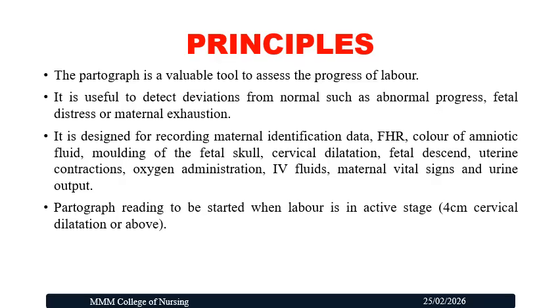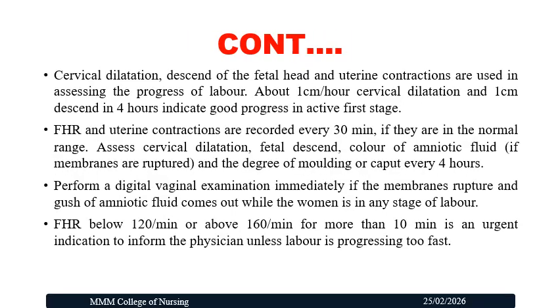Partograph reading is to be started when the labor is in active stage. As I told you earlier, in the new WHO modified Partograph, we start from 4 centimeter cervical dilatation or above. Other principles are cervical dilatation, descent of the fetal head and uterine contractions are used in assessing the progress of labor. About 1 centimeter per hour cervical dilatation and 1 centimeter descent in 4 hours indicates good progress in the active first stage.